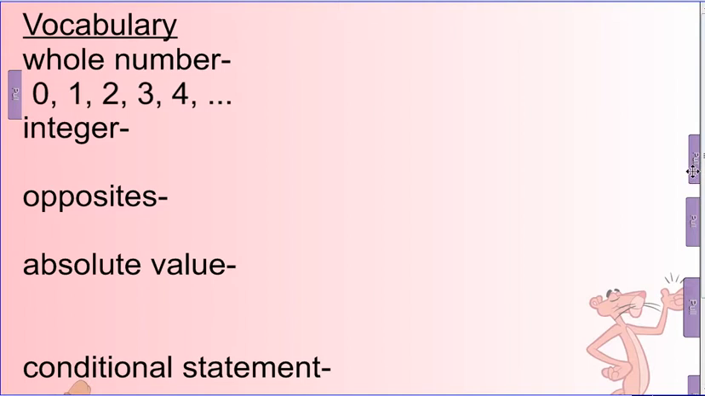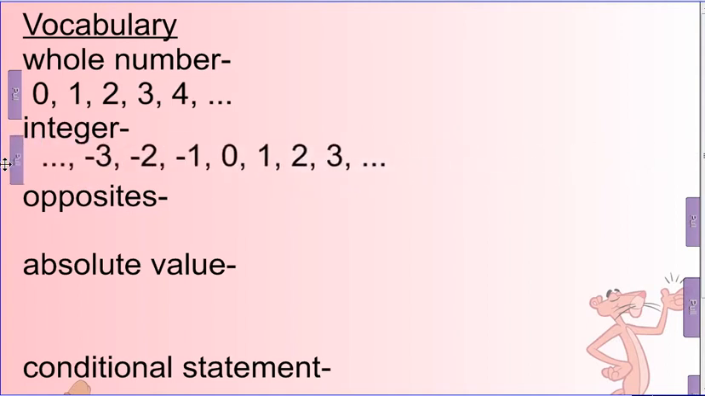Okay? Then we have our integers. Integers are those same numbers, but now we have positives and negatives. So -4, -3, -2, -1, 0, 1, 2, 3, 4. You'll notice in both whole numbers and integers, there are no fractions, there are no decimals. It's just whole numbers that are both positives and negatives.